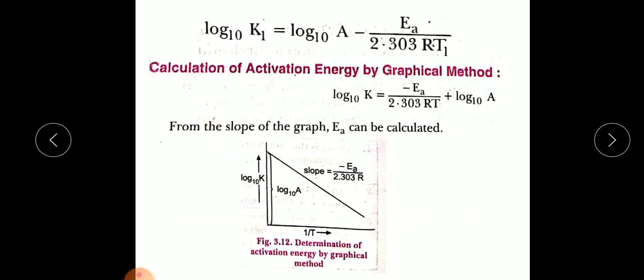So once again, we came across the same expression, log10 k equals log10 A minus Ea by 2.303 RT. Now this equation looks like the straight line equation, y equals mx plus c, where this is the m factor, that is the slope. So when you plot log k versus 1 by T, this is the straight line and this is the intercept. Log A will be the intercept and the slope will be minus Ea by 2.303.